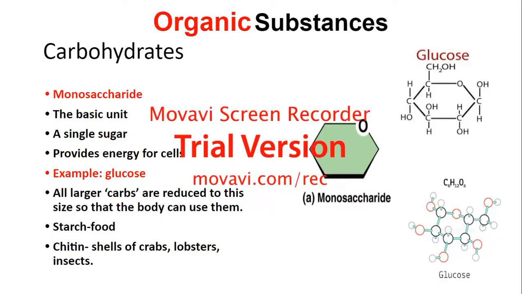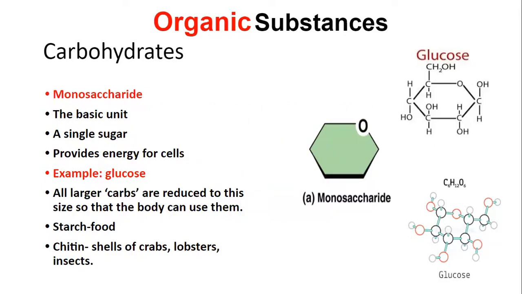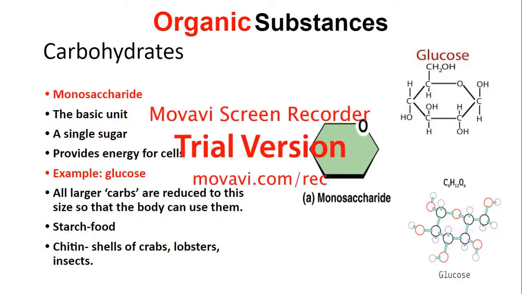And you can build on these monosaccharides to make bigger polymers, and that's how you make starch. Starch is just a polymer of glucose. And then chitin, the shells of crabs and lobsters, those are also polymers.